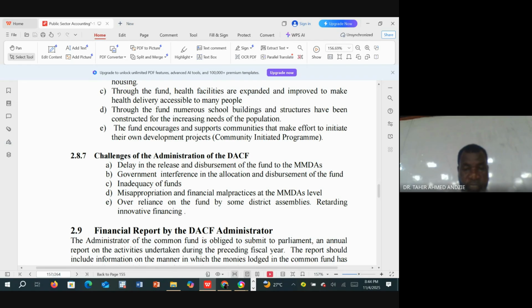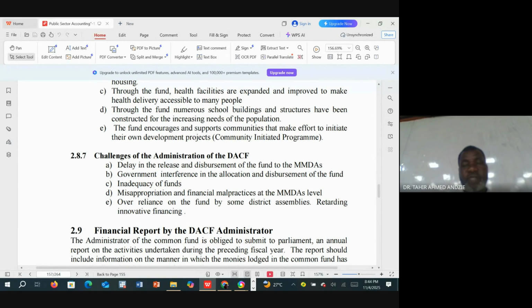So delays in the release of the funds, together with government interference in the allocation and disbursement of the fund, is also another problem. This assembly common fund allows the administrator to do the right thing, but because the government in power wants to direct their activities or their political campaigns to certain areas, they sometimes come and interfere with how the allocation is supposed to be done. And that is a challenge.